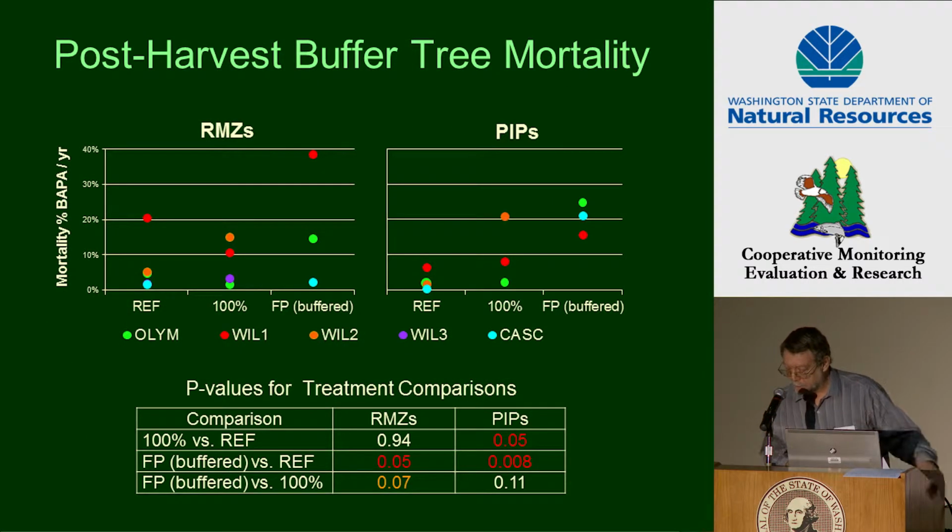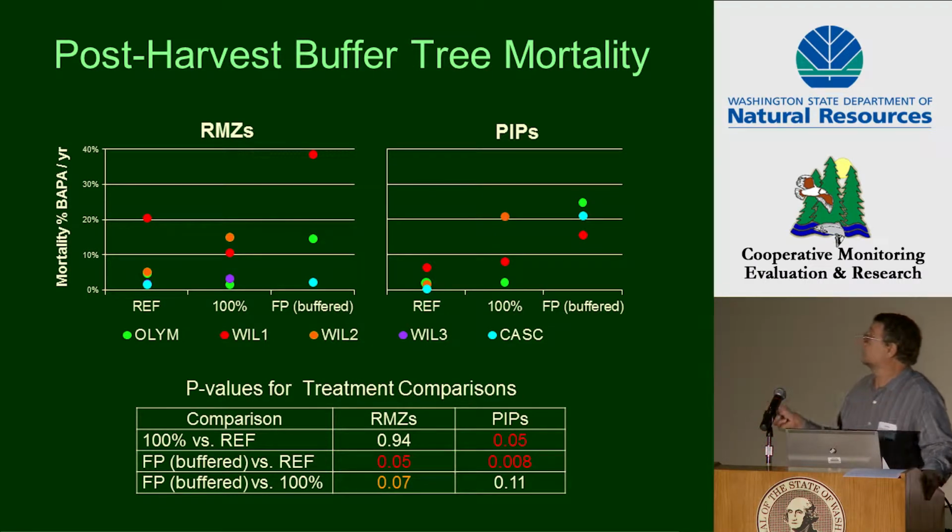Well, this slide shows post-harvest site mean mortality rates by treatment. So we've got a graph for RMZs and a graph for PIPs. We've got the percentage of mortality in basal area per acre per year on the y-axis. And then we have our treatments across the x-axis. So we have the reference sites, the 100% treatment sites where the stream network was totally buffered, and then we have the buffered portions of the forest practices sites. And the sites are color-coded by the block that they were in.